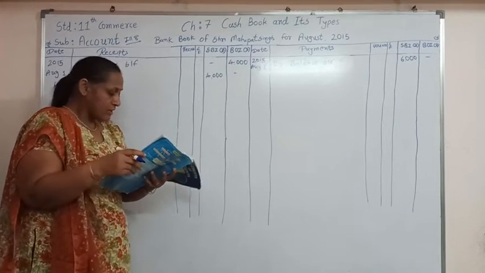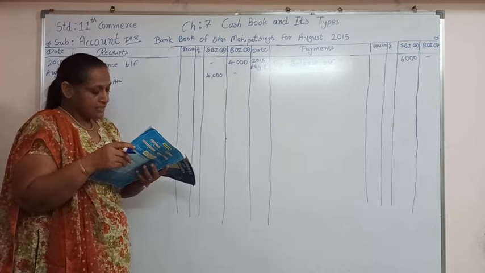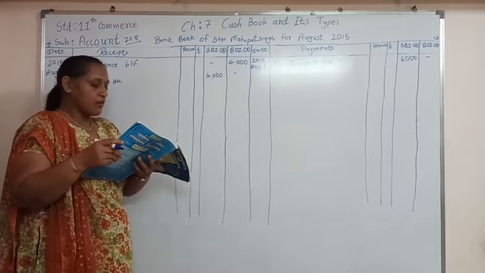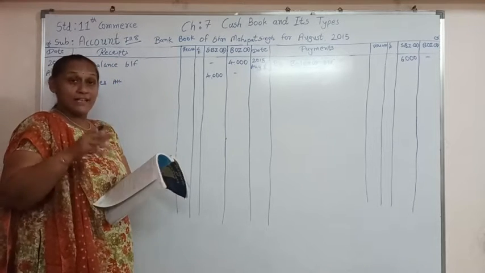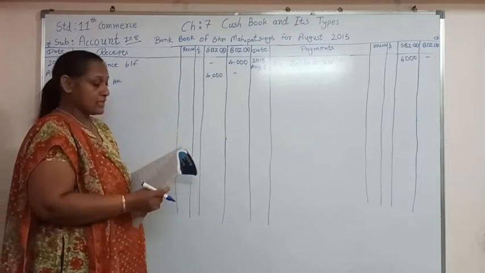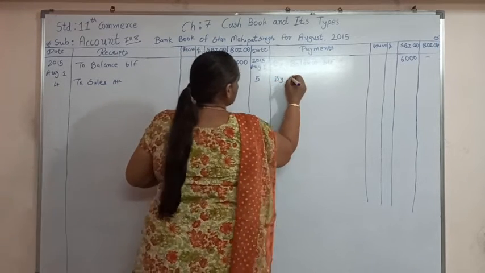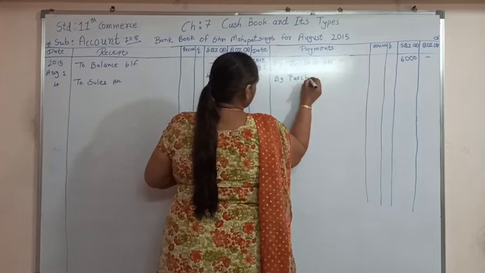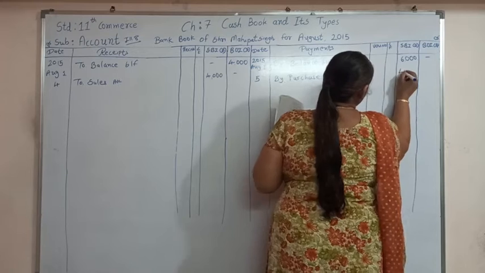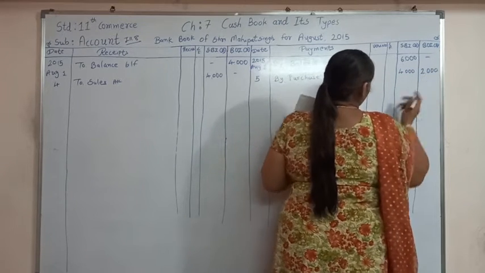Now on date number 5th, goods of rupees 6,000 purchased, against that a check of rupees 2,000 of BOI is issued and an SBI check of rupees 4,000 issued. So from SBI a check of rupees 4,000 and from BOI a check of rupees 2,000 issued for the purchase. So on 5th, by purchase account, for SBI it will be 4,000 and for BOI it will be 2,000.